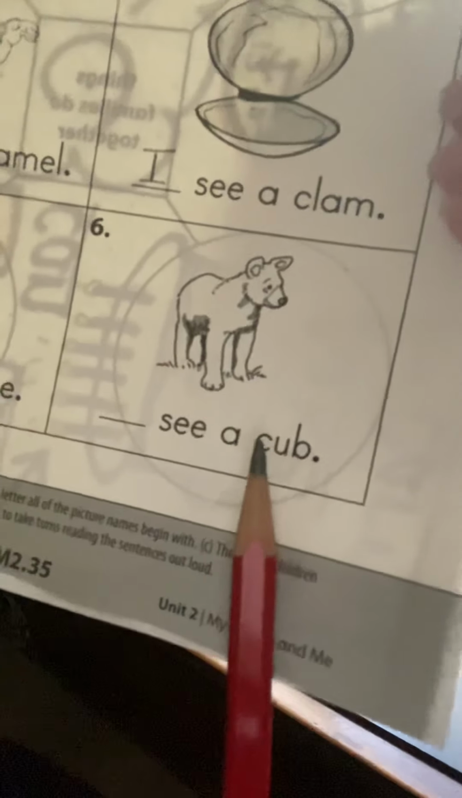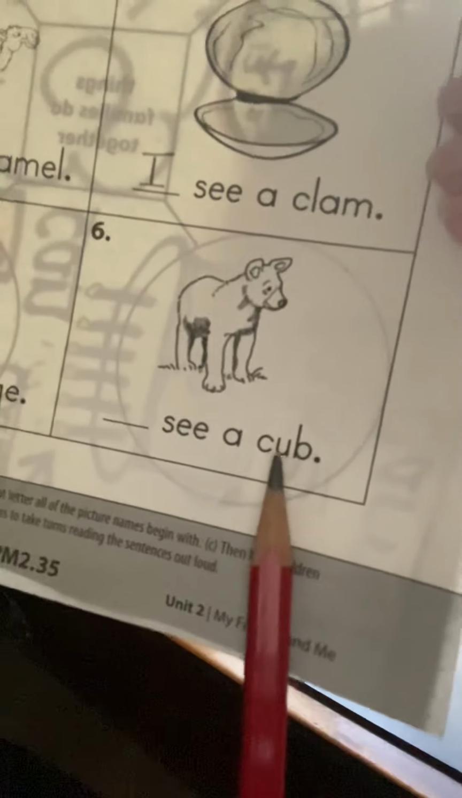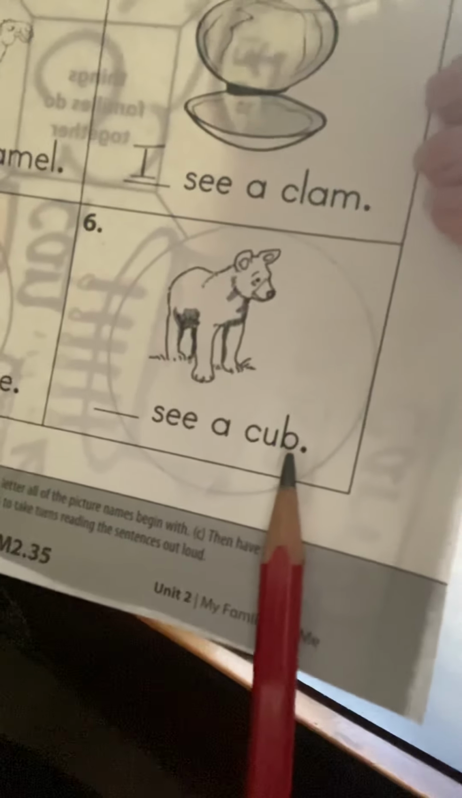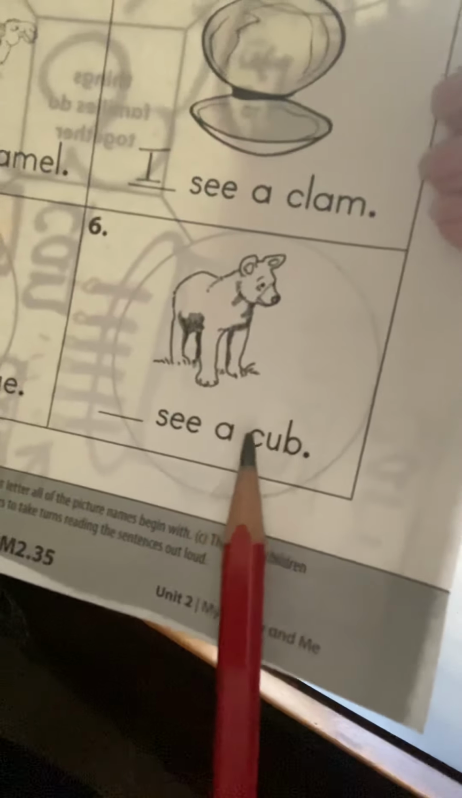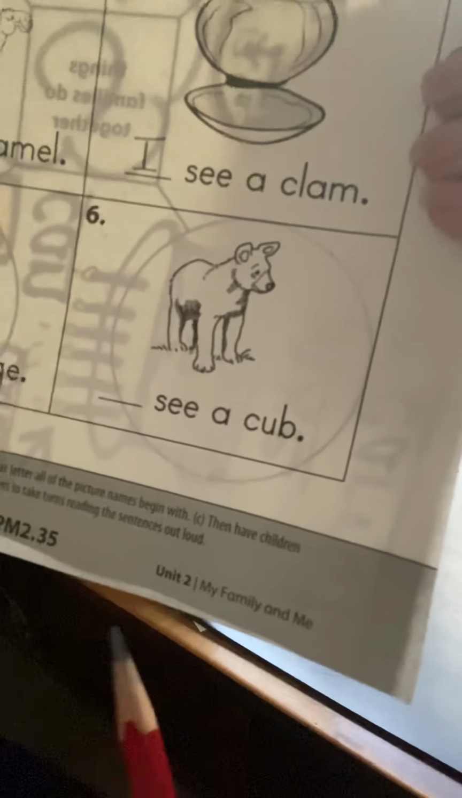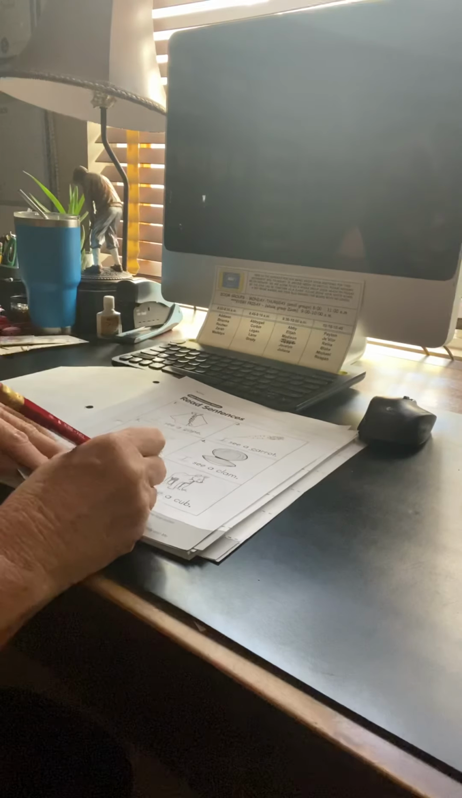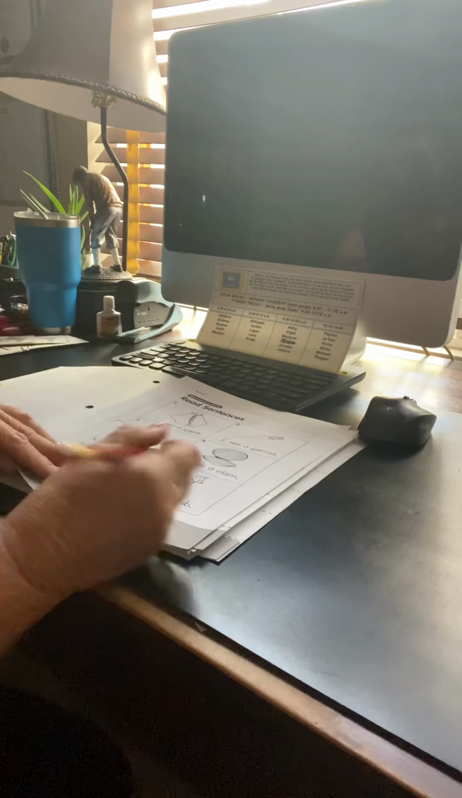Okay, now be careful on this one. I don't want you to say, I see a bear. That is a bear, but when you look at the word, I'm going to hold it up really close. We can actually sound this out. It starts with a k. U says, umbrella. B says, bubba bear. Cub. Who knows what that is? Cub. It's a baby, so it's a bear cub. I see a cub. Okay, awesome.